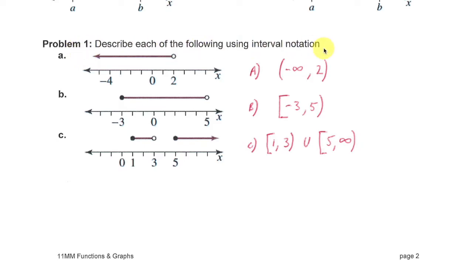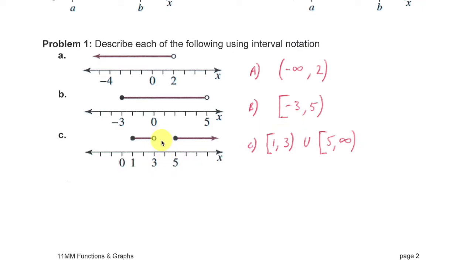Describe each of the following using interval notation. We've seen this before. Here's our number line, and we just need to put it in interval notation. So we're starting from -3, going up to 5, but not including the 5. -3 up to 5, circular bracket for the 5, square bracket here.